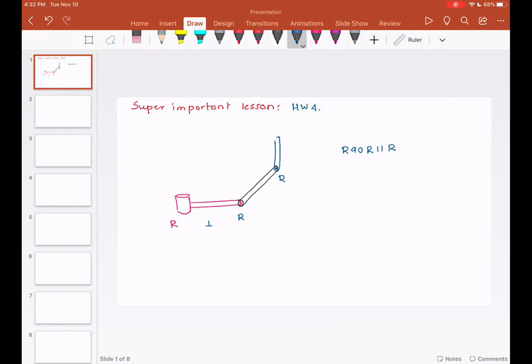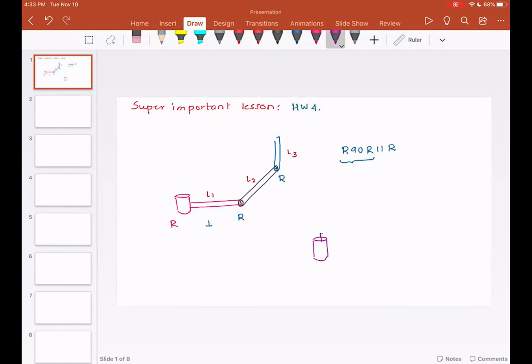So in homework 3, we just had R90R. So we did not have the last revolute joint, but in this problem, we have the last revolute joint. Now L1 is the length of link 1, L2 is the length of link 2, L3 is the length of link 3. Now, if you want to draw the kinematic diagram for this robot, it can be drawn something like this.